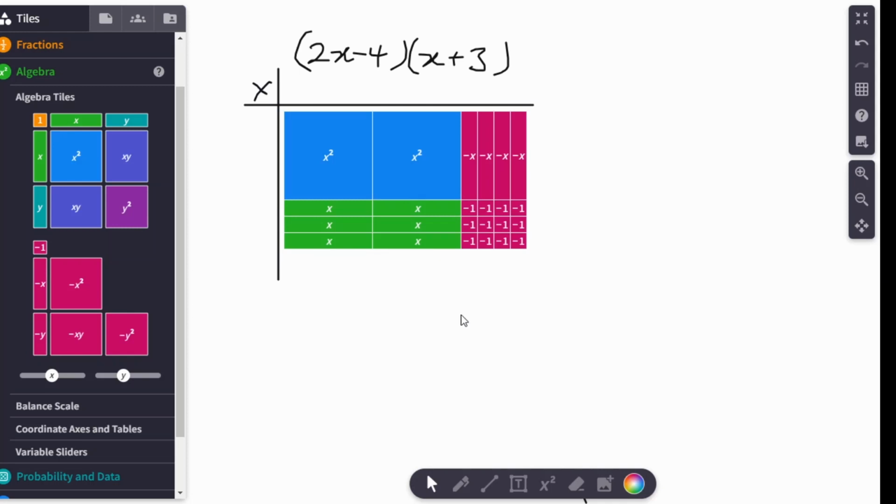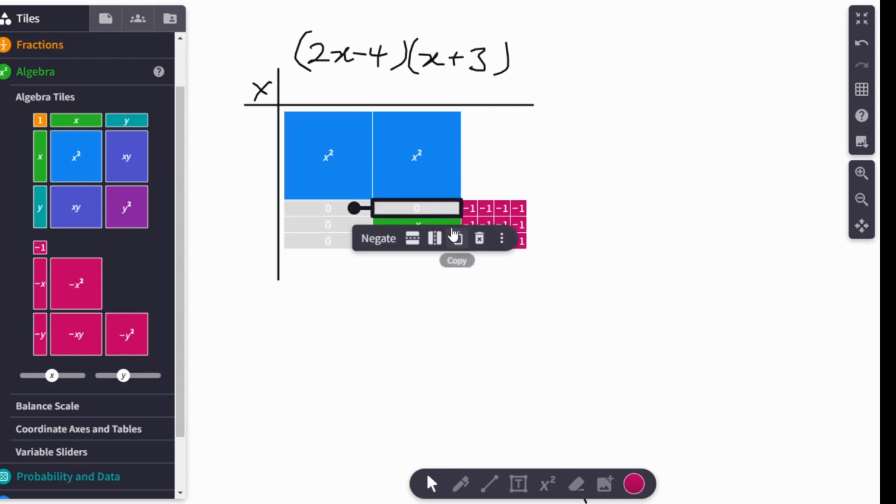And then now we put all the tiles together. We have 2x squared. But here we have both positive and negative tiles. And you remember zero pair? Right. So each negative x tile here will cancel out a positive x tile. So let's do that and see. The 4 will cancel out 4 of the 6 positive x, and that will be 0. So we'll be left with 2x squared tiles minus 12.